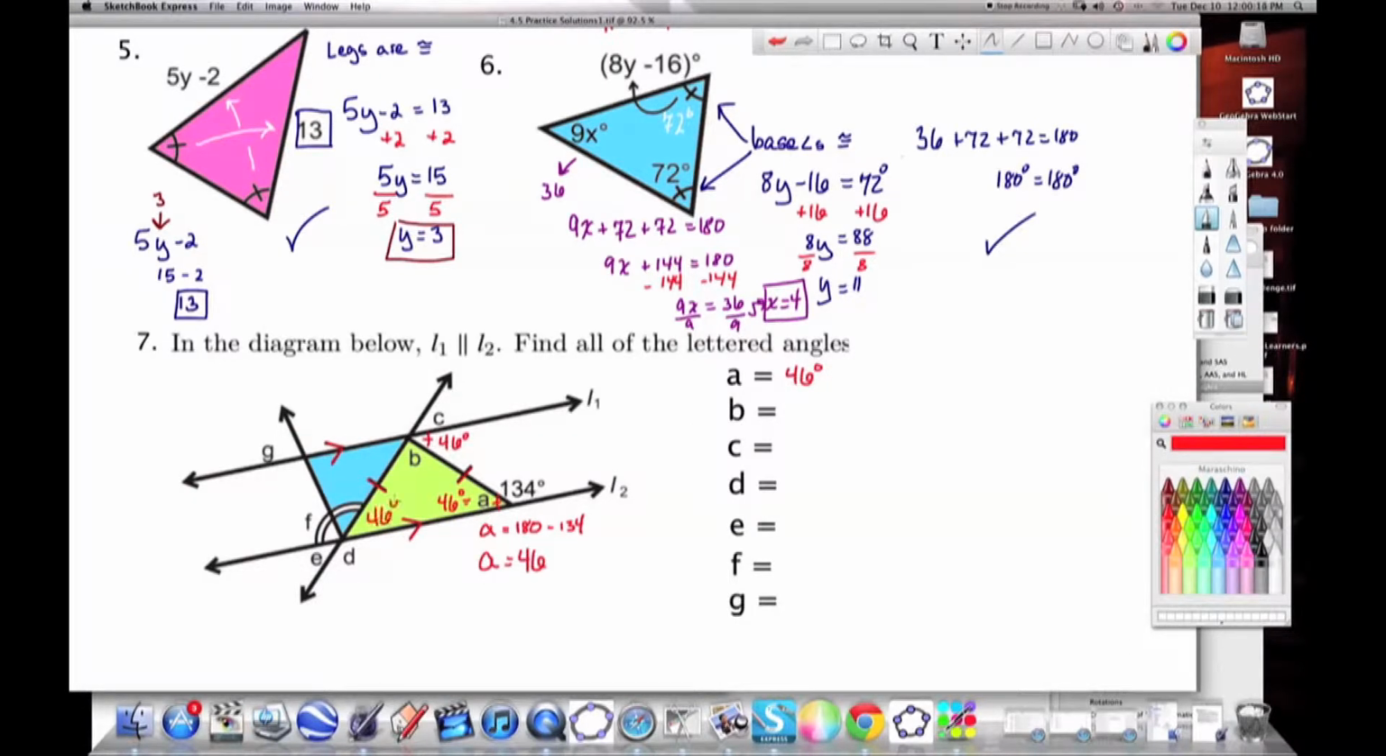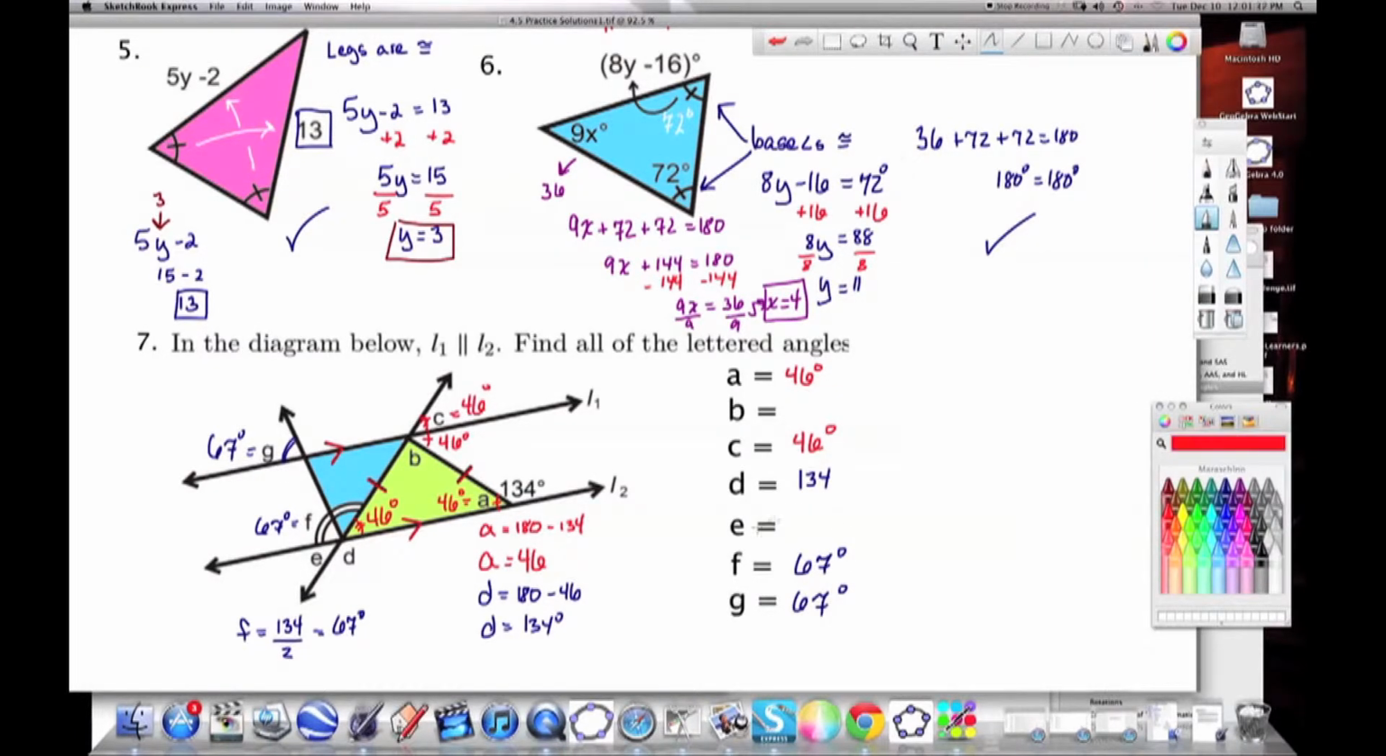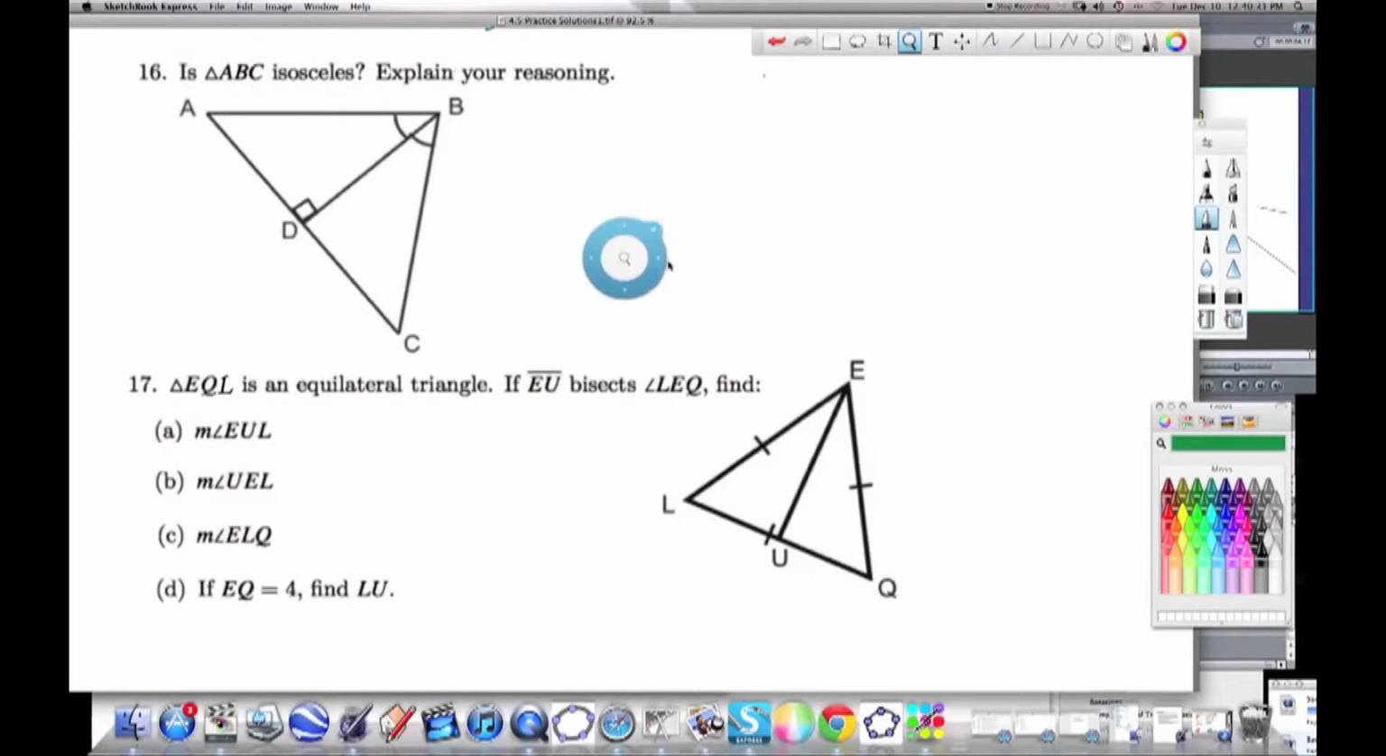And then I know this angle here is 46 because of alternate interior angles. I've got some corresponding angles here. C is going to be 46. D is going to be a linear pair with 46, so I can find D is 134. I know F is also going to be half of 134 since it's showing the bisector, which is 67. E is going to be supplementary with D. And there it is. I found all my angles.